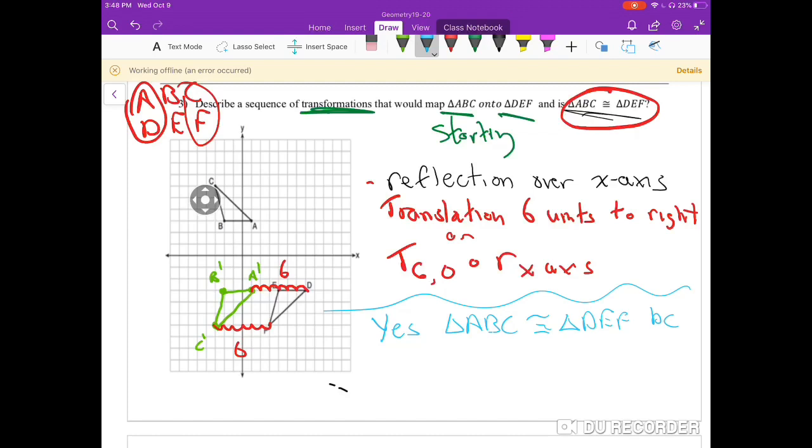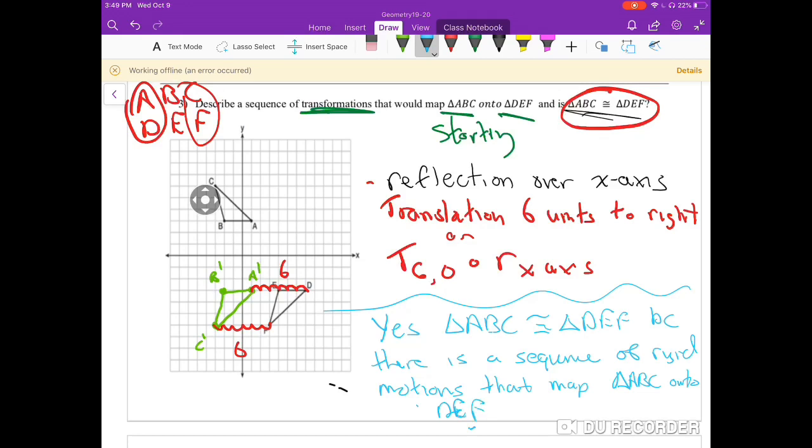because there is a sequence of rigid motions that map ABC onto DEF. Okay, and we could also go further if we wanted and say that rigid motions preserve distance and angle measure if we wanted to go one step further.